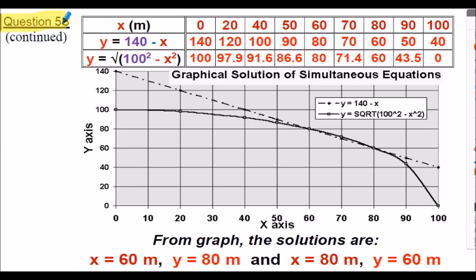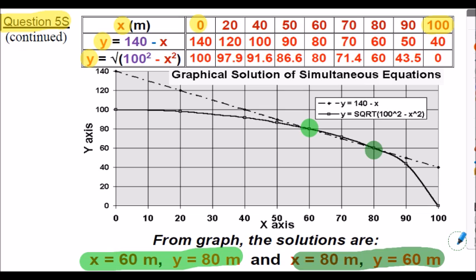Question 5s continued. The range of x values I used here was between 0 and 100 meters in increments of 10, and I worked out my y values for the two equations. Plotting the graph, you'll see there are two solutions. One shown here when x is equal to 60, y is equal to 80. Also one shown here when x is equal to 80, y is equal to 60. I'll let you review that solution in your own time.